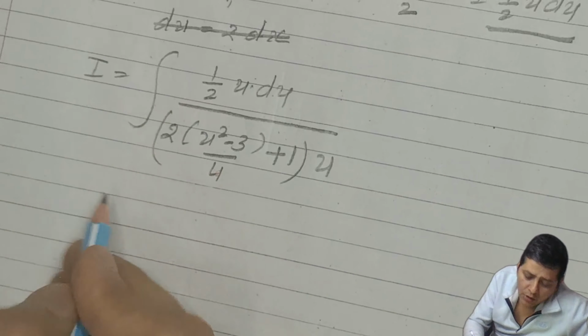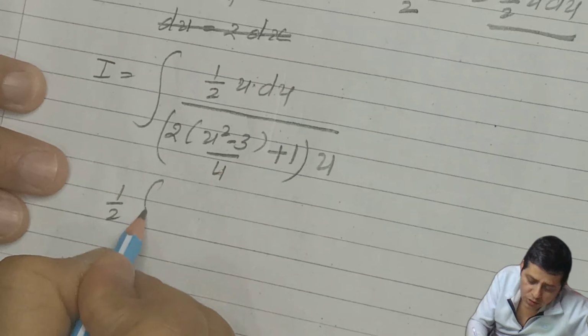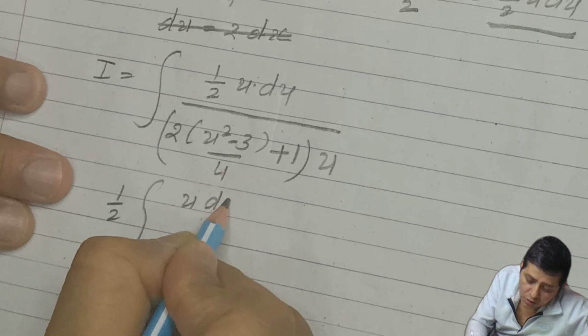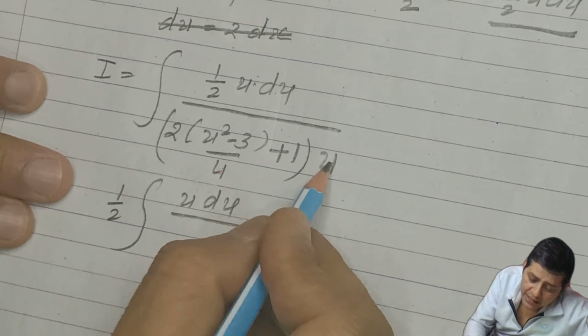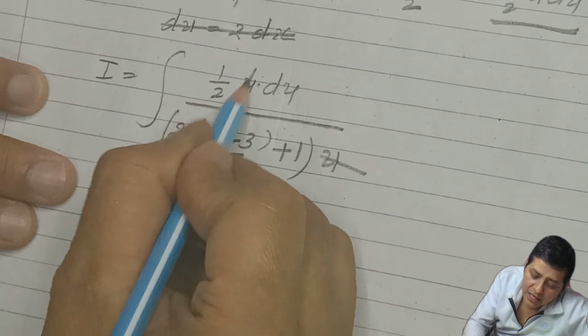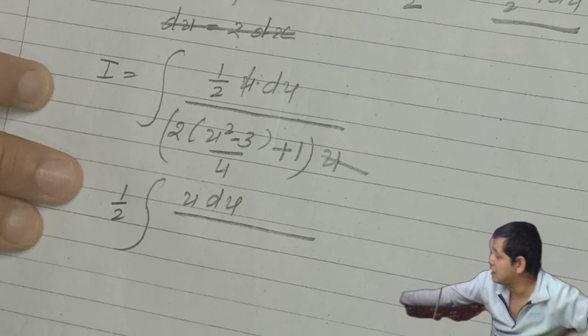So now let's bring this half outside, so it becomes half out, and you are left with du by du, as a whole you had this, right? So you can just strike this with this so that you don't need this anymore.